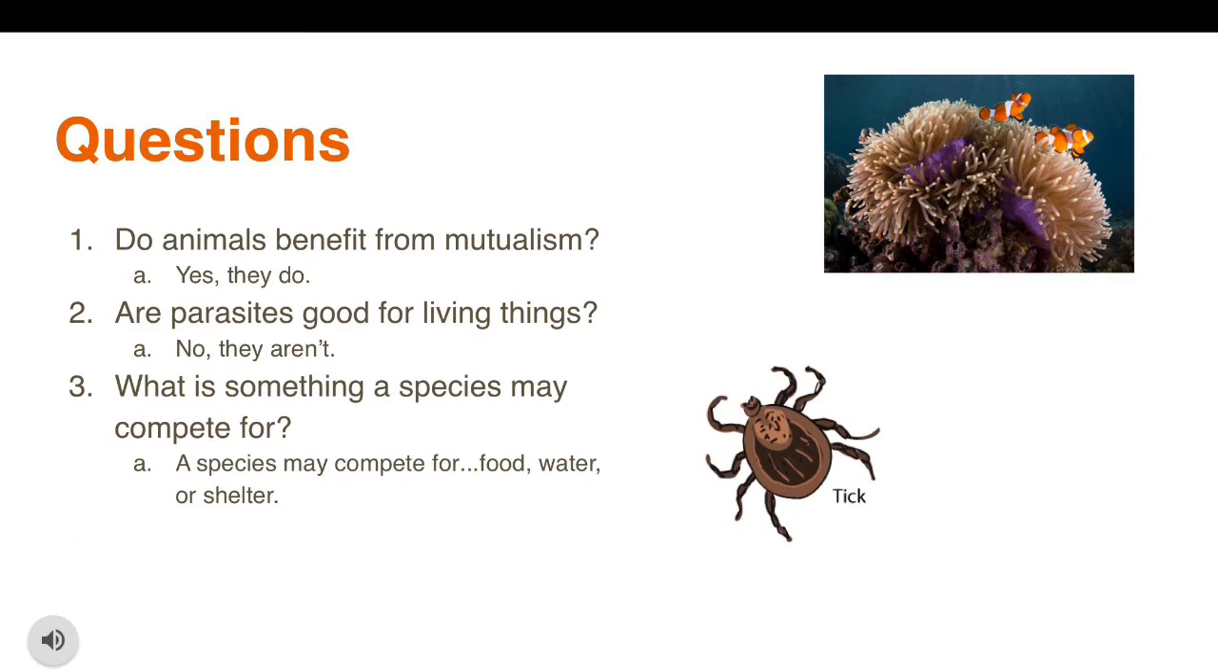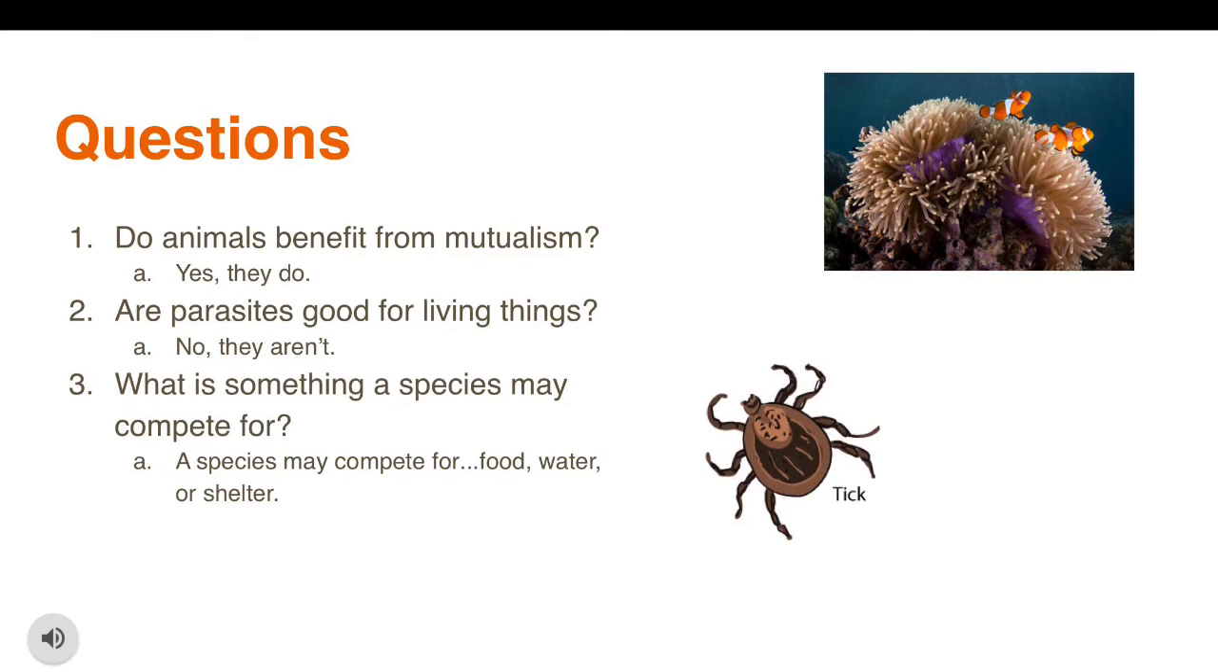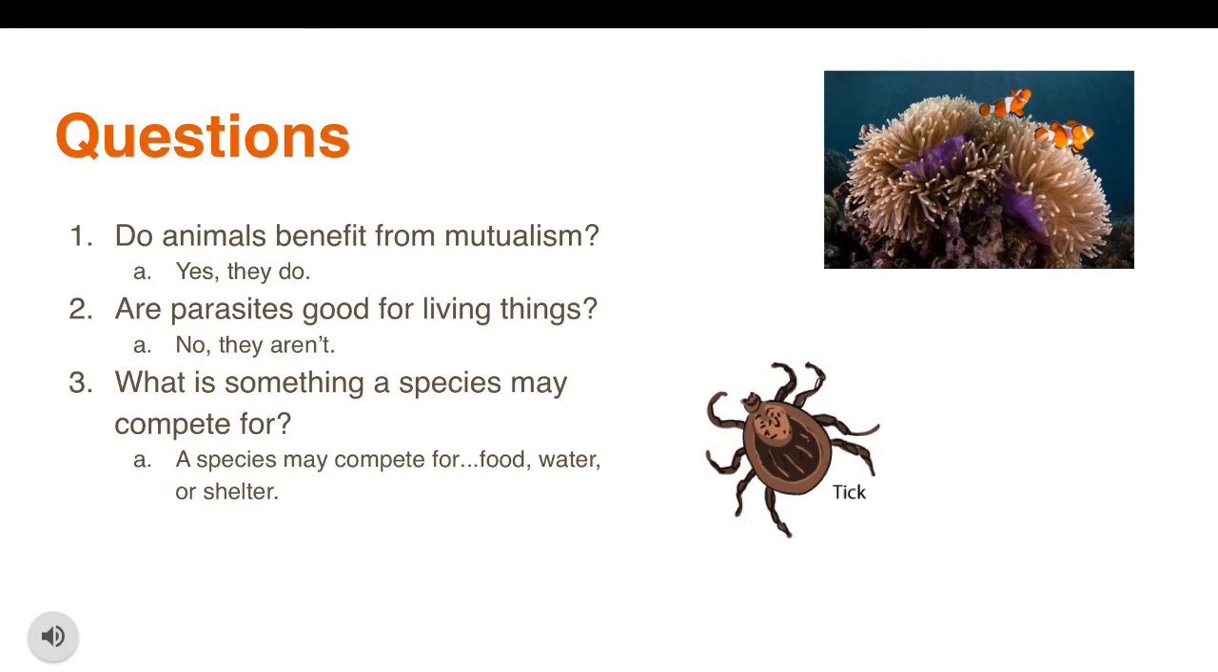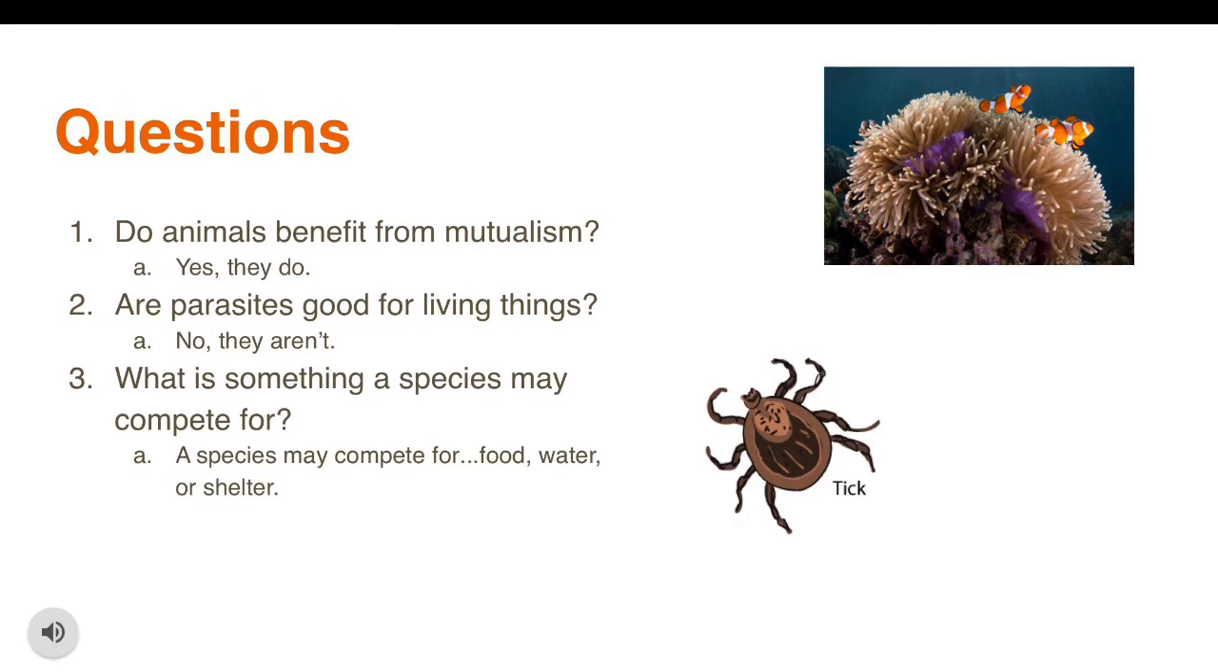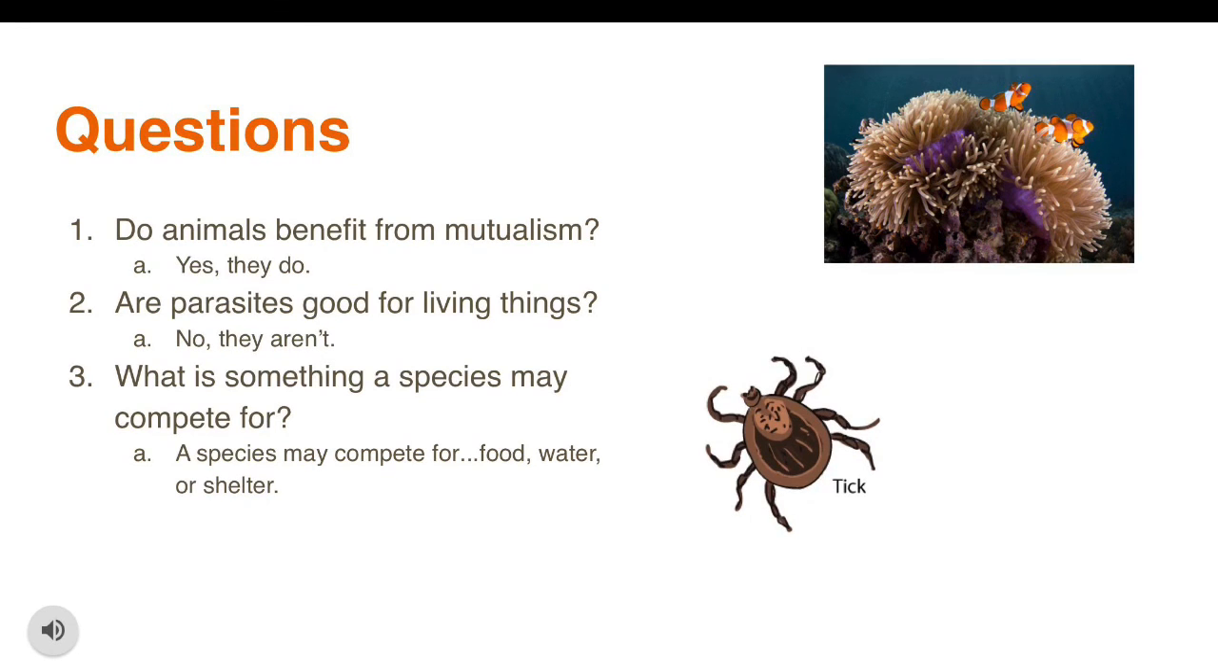Questions. Do animals benefit from mutualism? Yes, they do. Are parasites good for living things? No, they aren't. What is something a species may compete for? A species may compete for food, water, or shelter.